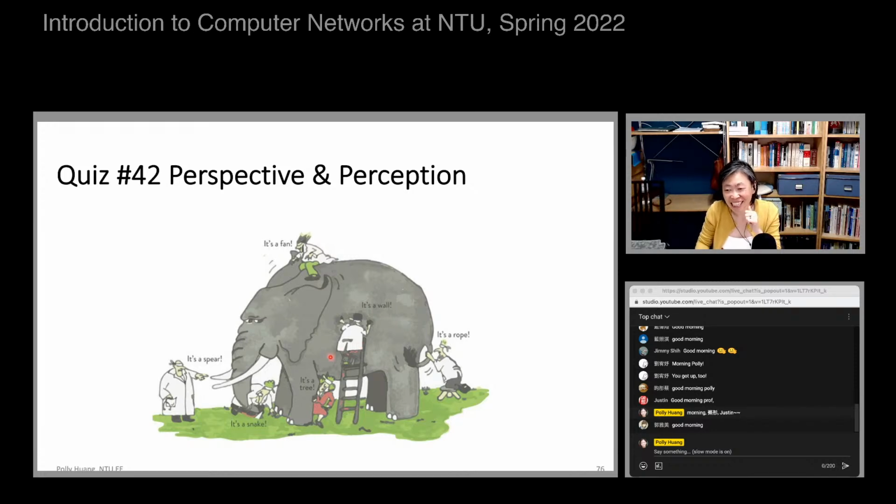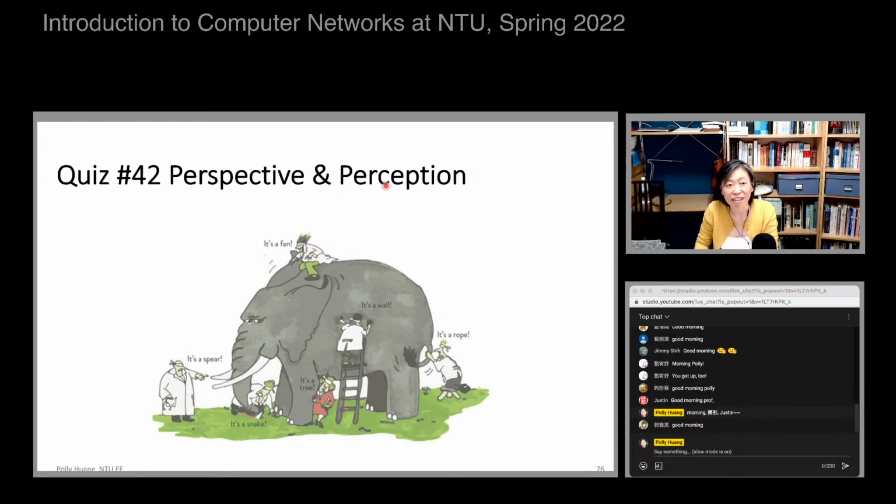And you see that the scientists being blindfolded only feel from their perspective what the object is. They give you different answers. That's called the perspective. At different perspectives, you have different perceptions.